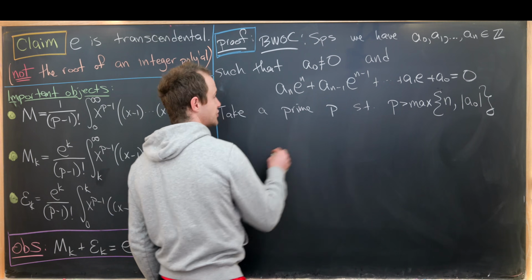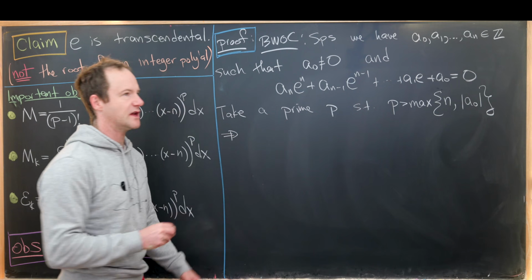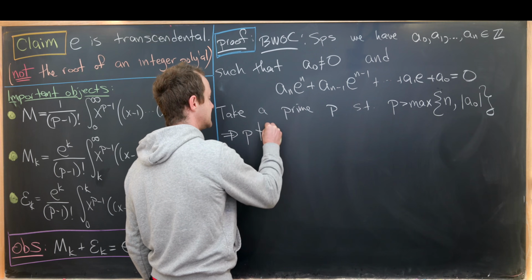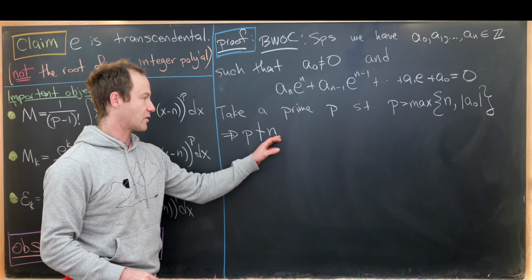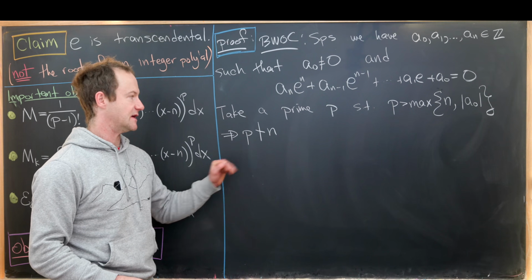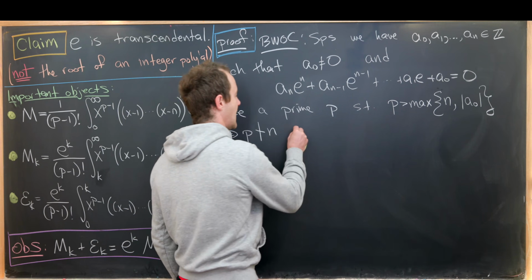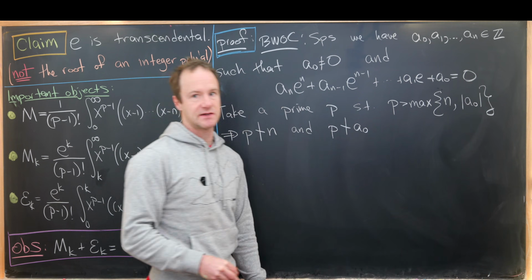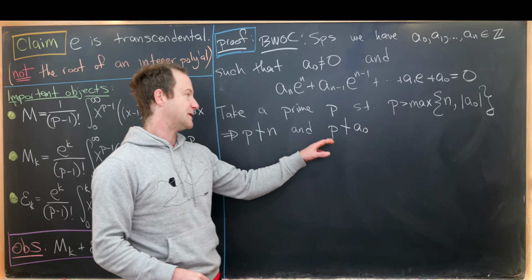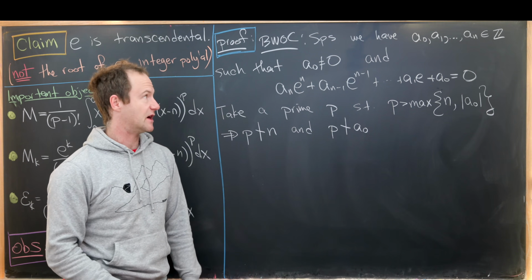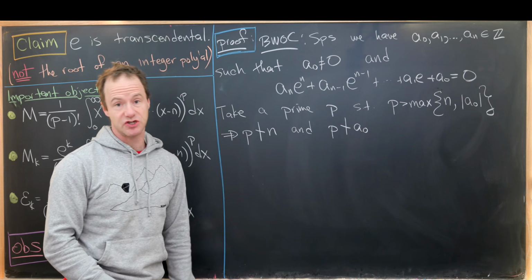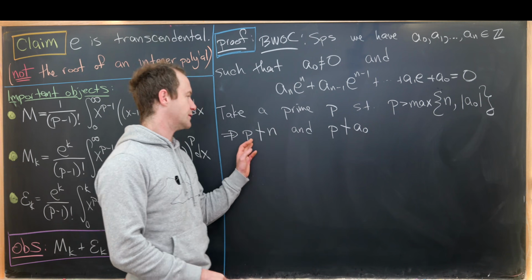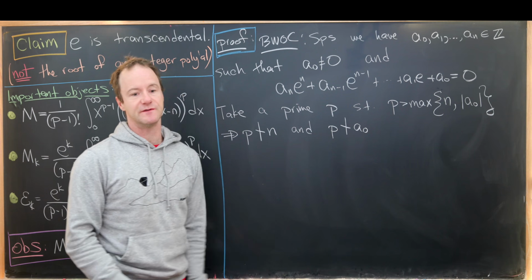And notice this condition gives us a pretty quick corollary, and that is p cannot divide n. In other words, n is not a multiple of p. That's because p is bigger than n. And p cannot divide a naught. Again, that's because p is larger than the absolute value of a naught. Recall that a naught is an integer, but something that is larger cannot divide this number. So we have these two failures of divisibility.